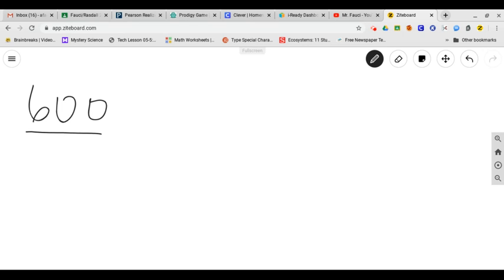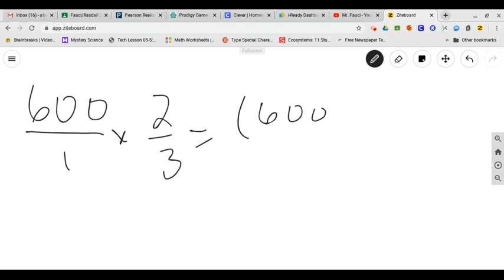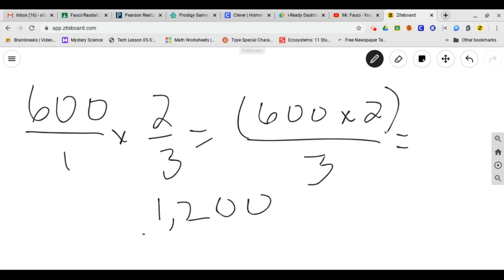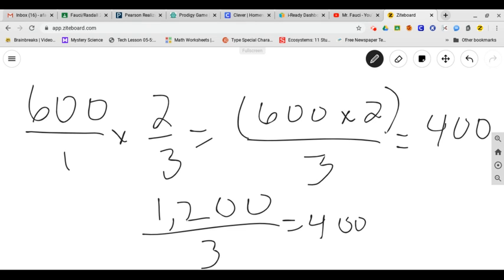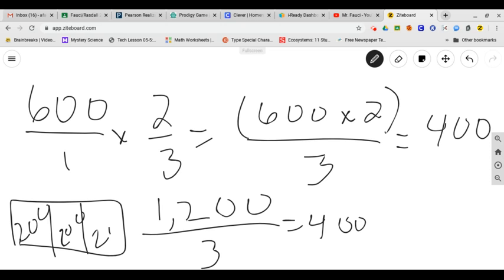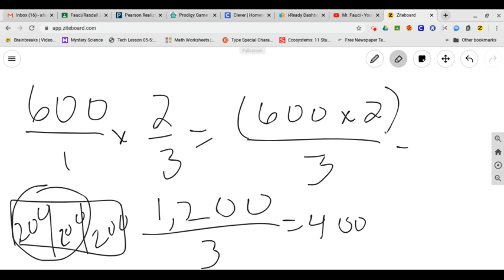It's 600 times 2/3, and again, they want you to think it out. So it's 600 times 2 on top, and 1 times 3 is 3. Okay, I know that 6 times 2 is 12, and the 2 zeros gives me 1,200 over 3. So I know 12 divided by 3 is 4, and that's 2 zeros. So my answer is an easy 400. So 2/3 of 600 is 400. That makes sense because that means each third is 200. If you drew a picture, I know I said no pictures, but look, 200, 200, and 200. 2/3 of it is 400. Makes sense. Okay, let's look at another.